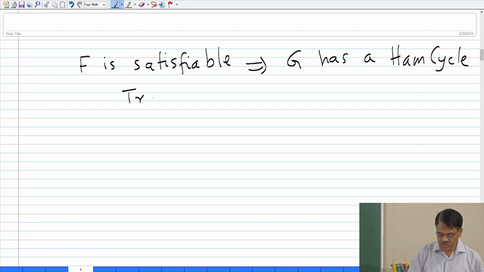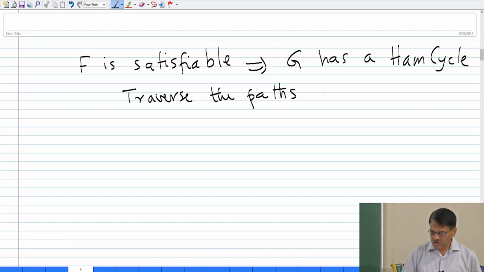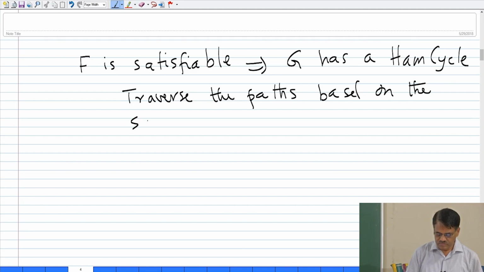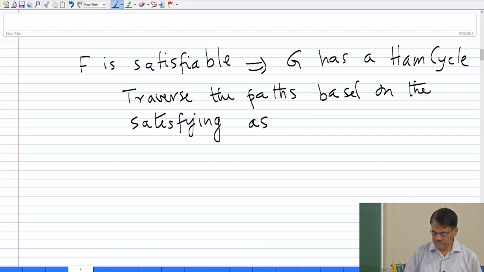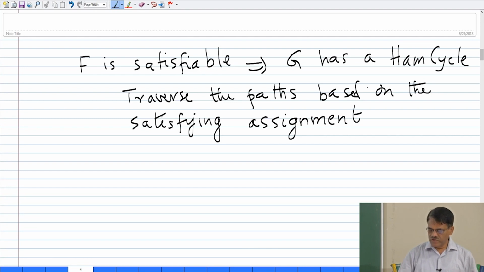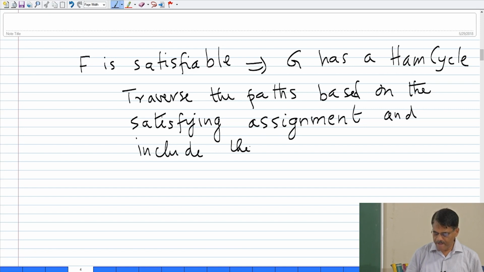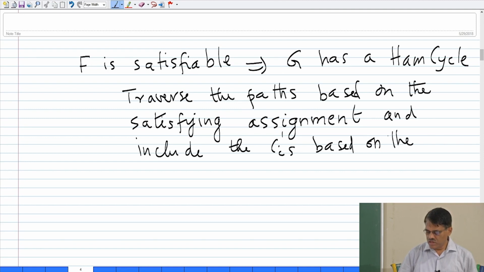So traverse the paths based on the satisfying assignment. Okay, so it's high level. And include the CIs based on the variable that satisfies that clause.